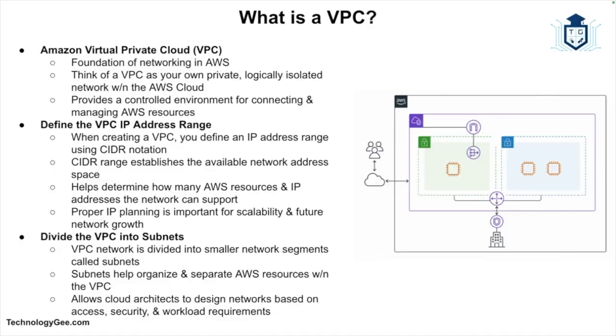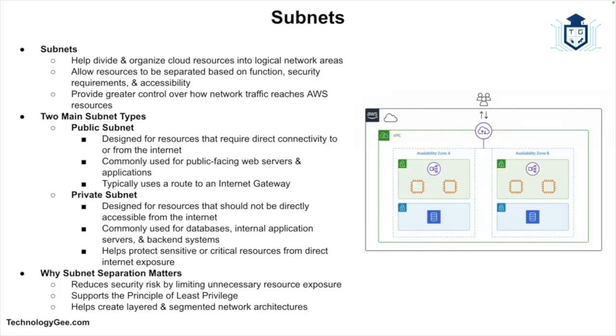So when you create a VPC, you define an IP address range using CIDR notation, and this determines how many resources you can have inside your network. And from there, you can carve up that network into smaller pieces called subnets. All right, so let's talk about subnets. Subnets are essentially smaller networks within your VPC, and they allow you to separate resources based on function, security level, or accessibility. There are two main types that you need to know.